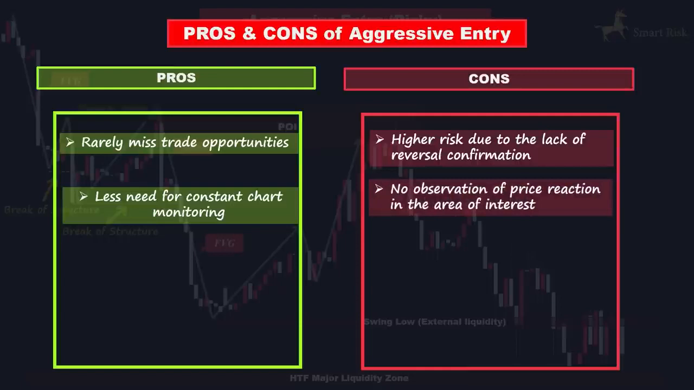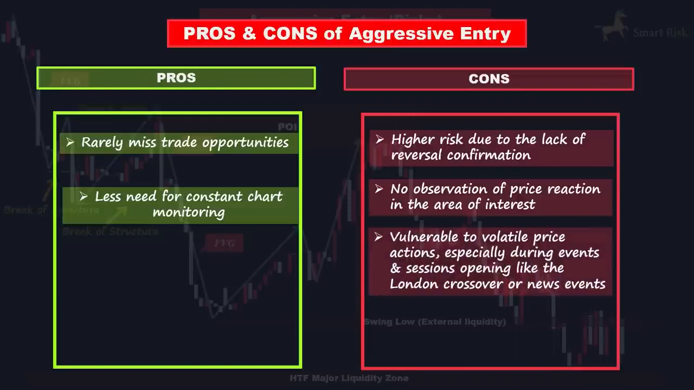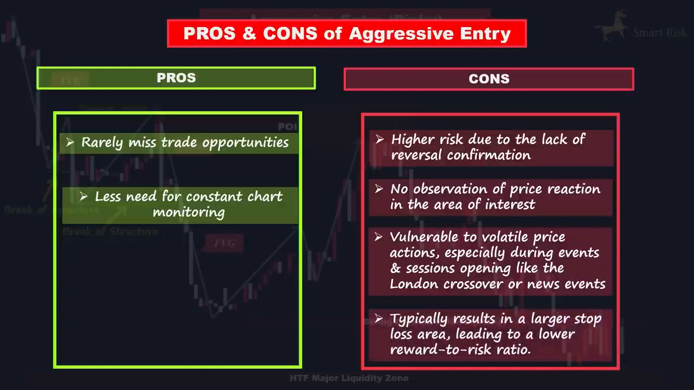For instance, consider a situation where it coincides with the London-New York crossover, and a news event causes volatile price movement. There's a high chance the price hits your stop loss, and then starts moving down. Since this entry method involves a larger stop loss area, it obviously provides a lower reward-to-risk ratio. Now let's move into the conservative entry model details.